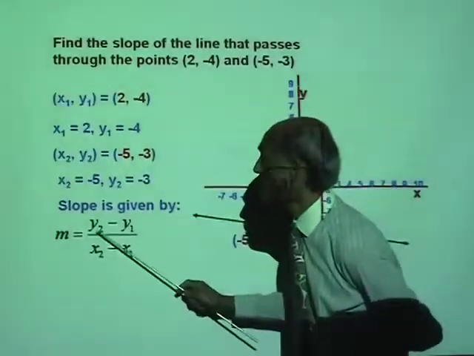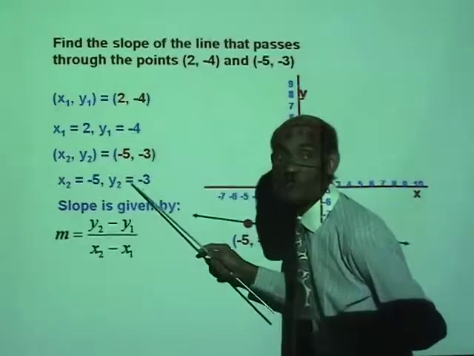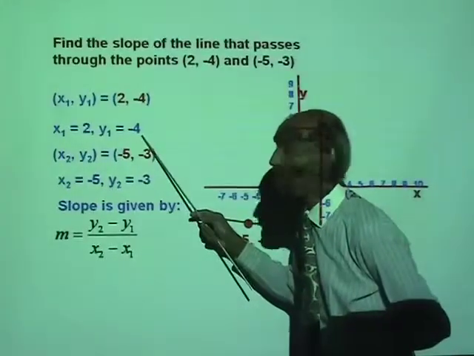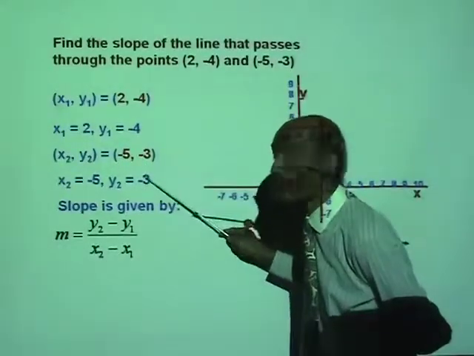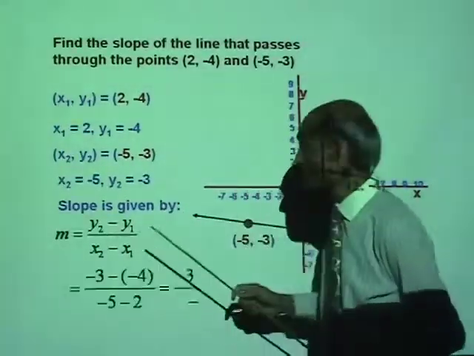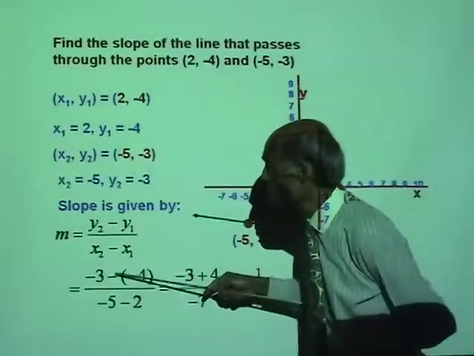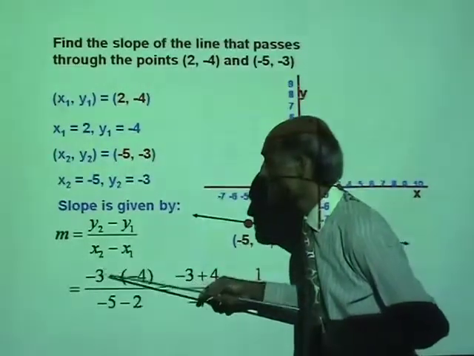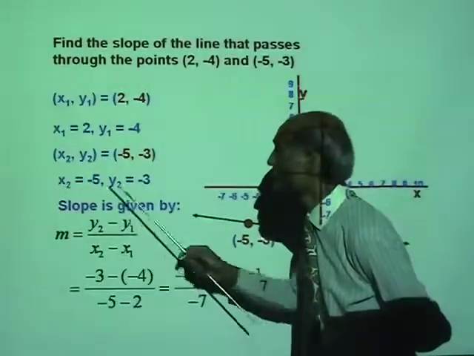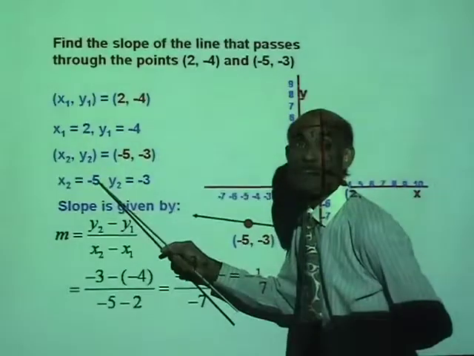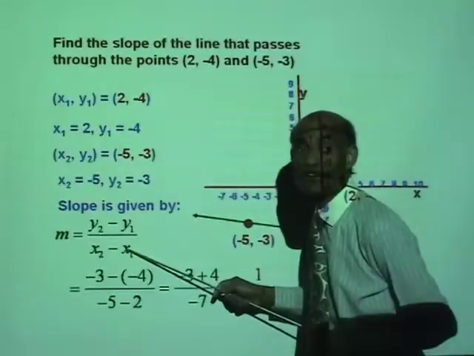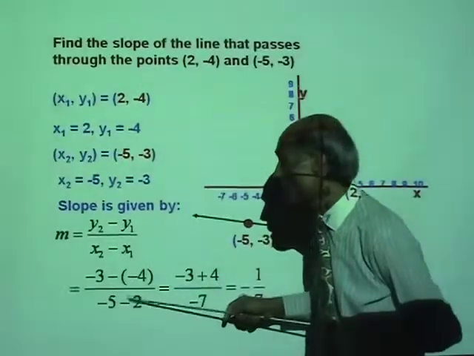Can you do this for me? y2 minus y1. y2 is negative 3, y1 is negative 4. What would that be? It will be negative 3 minus negative 4. You're subtracting a negative number. So y2 minus y1, negative 3 minus negative 4, divided by x2 minus x1. x2 is negative 5, x1 is 2. Therefore, x2 minus x1 is negative 5 minus 2.